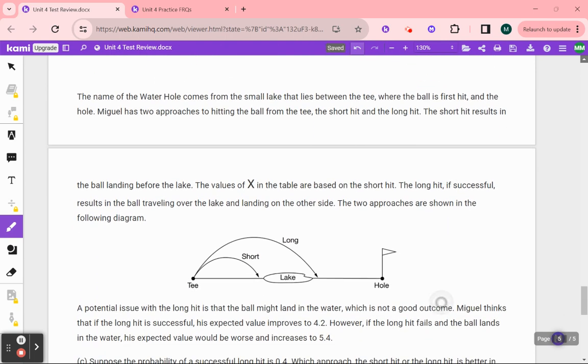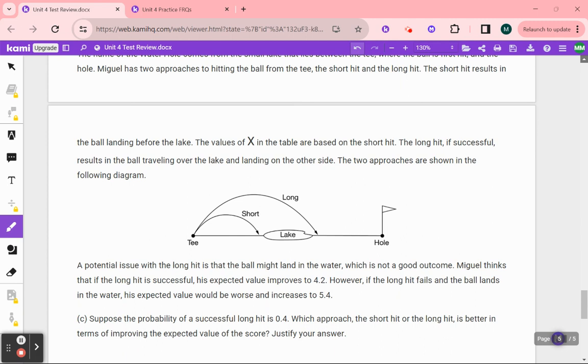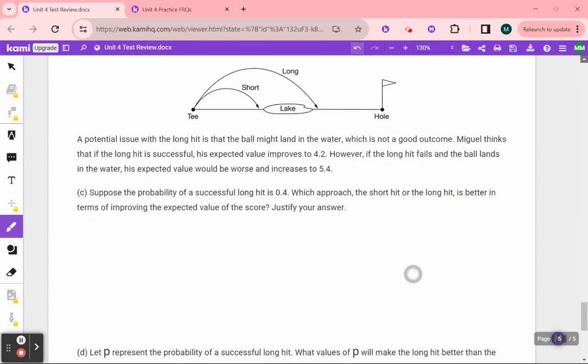Okay. The name of the water hole comes from the small lake that lies between the tee, where the ball is first hit, and the hole. Miguel has 2 approaches to hitting the ball from the tee: the short hit and the long hit. The short hit results in the ball landing before the lake. The value of x in the table are based on the short hit. The long hit, if successful, results in the ball traveling over the lake and landing on the other side.